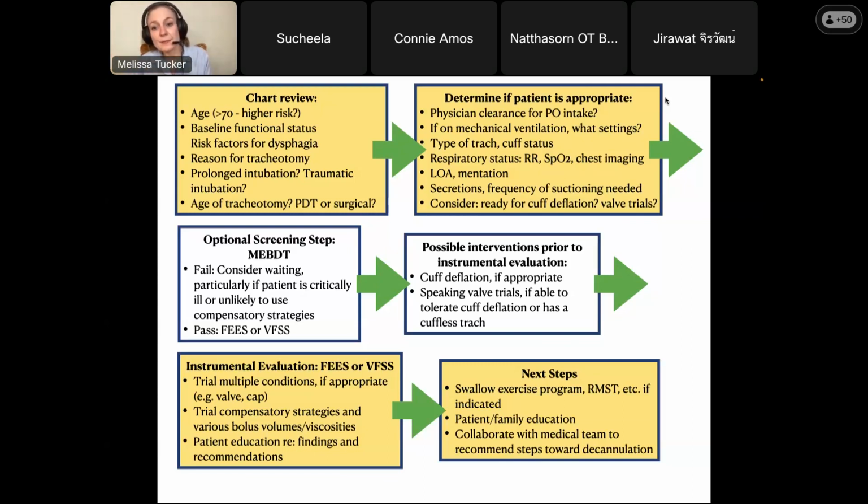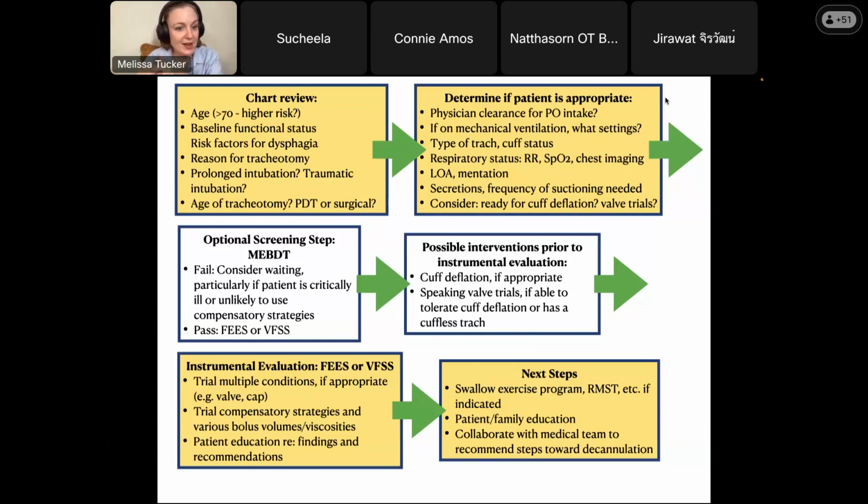Other possible interventions that I might do prior to a FEES: cuff deflation, speaking valve trials, if they're able to tolerate cuff deflation or they have a cuffless trach. So the white boxes here are your optional boxes, and the yellow boxes are a critical part of the workflow. Next, I would move on to an instrumental evaluation, ideally a FEES.